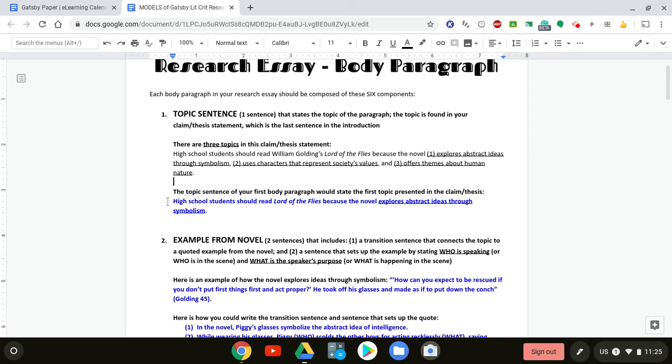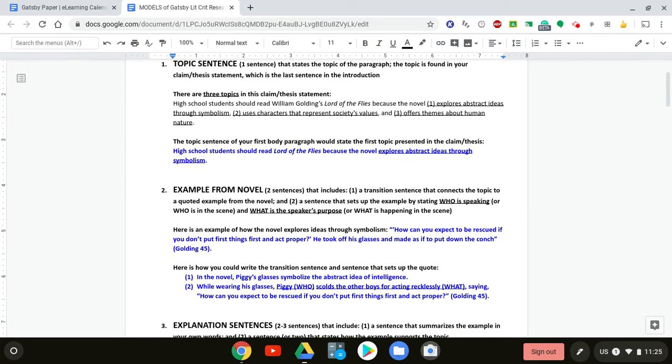So you're going to take that idea and you're going to create a topic sentence. High school students should read Lord of the Flies because the novel explores abstract ideas through symbolism. So we can use the exact wording from the claim statement.